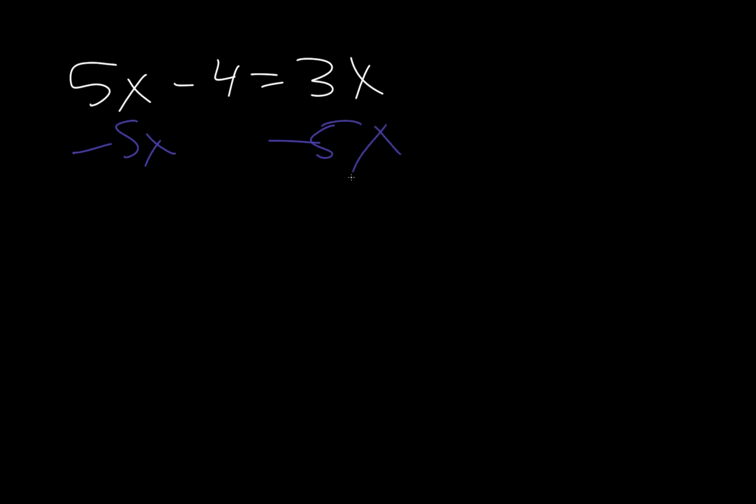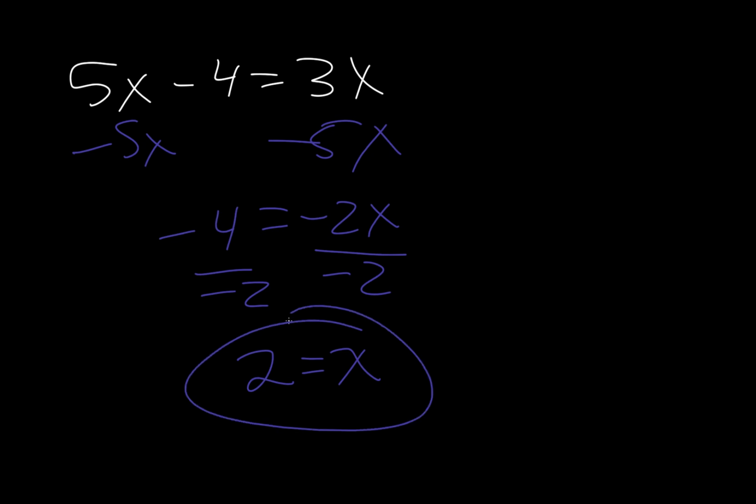So this time we're going to have an x on each side. So before we can do SADMEP, we want to combine like terms. So in this case, I'm going to subtract 5x from both sides to get my x's on the same side. I have -4 equals -2x. Divide by -2. Negatives cancel. 4 divided by 2 is 2. And so x equals 2.